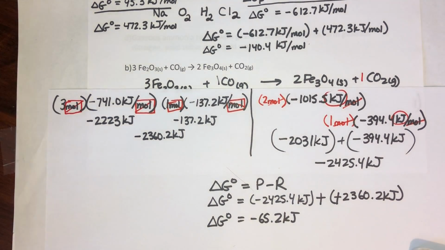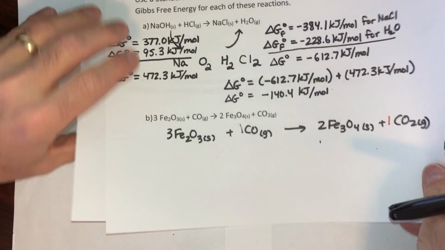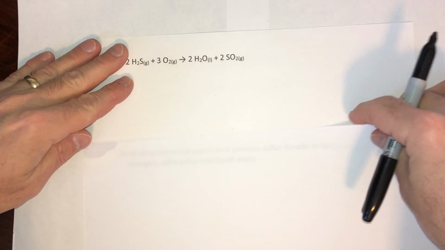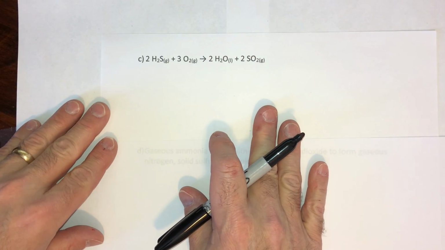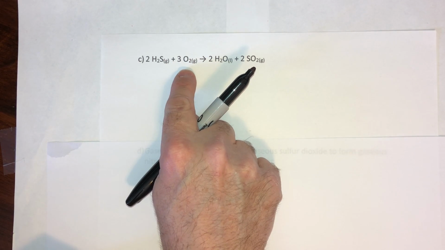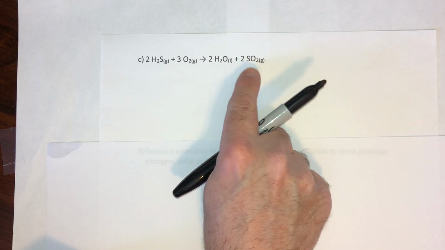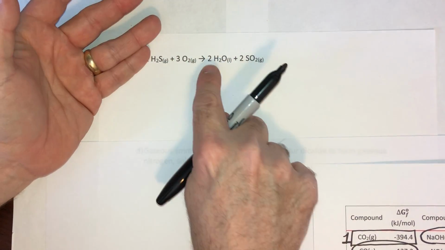All right. Let's say that we try just one more. Alrighty, so let's say that, whoops, it'd be nicer if we had a clean sheet of paper. There we go. Let's say that we'd like to do this one. You've got 2 H2S gases, 3 O2 gases turning into 2 water liquids and 2 sulfur dioxides. So remember the steps. Look up the numbers, multiply them by whatever is out in front, total the reactants, total the products, and then subtract them.